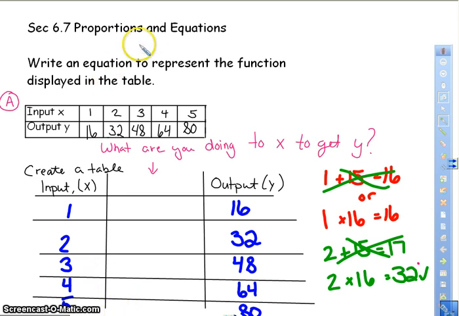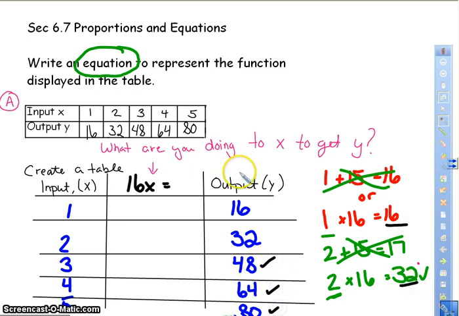Okay, so you're going to write an equation. Because I'm writing an equation, I'm writing what I'm doing to the x, and the x was the 1, 2, 3, 4, and 5. And you're taking the x times 16, so 16 times x, or x times 16, is going to equal what? It's going to equal 16, 32, 48, 64, and 80, meaning it's going to equal the y value.